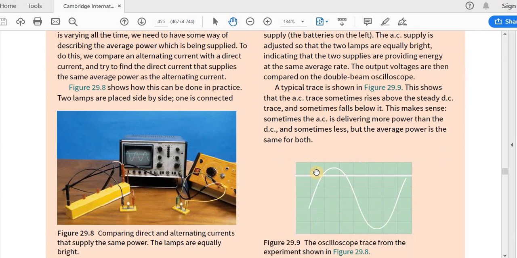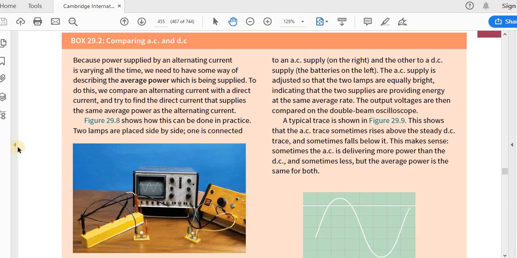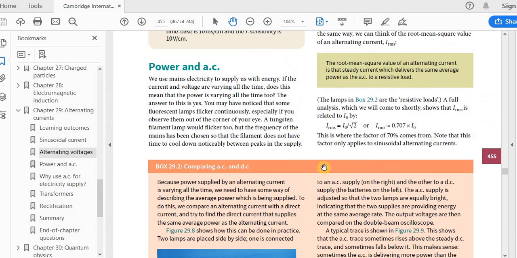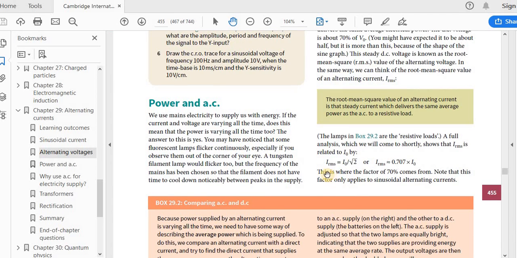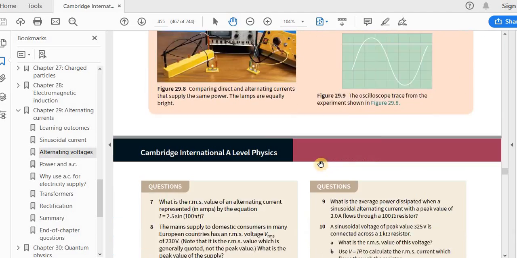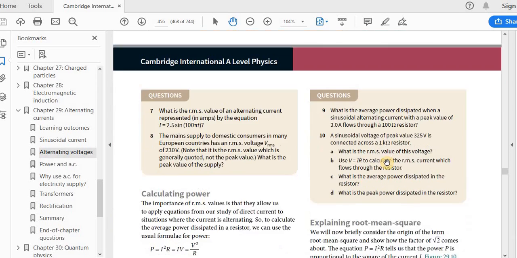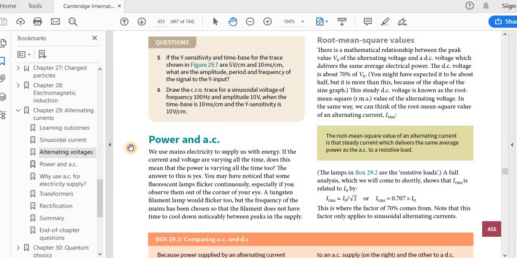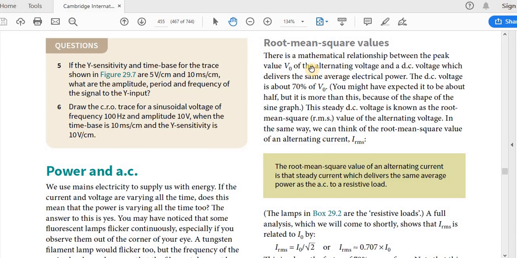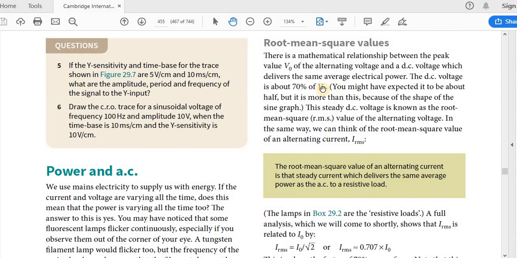Then comparing AC and DC. Okay, so let's go through this bit also. Again, the root mean square. Let's go through the root mean square values. This is again very important. I don't think you have learned this in the O-level class. So we'll go through it in detail, but it's very short.